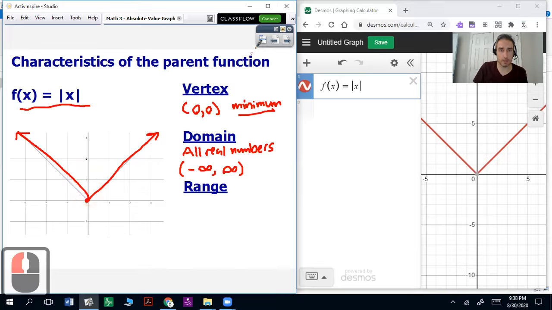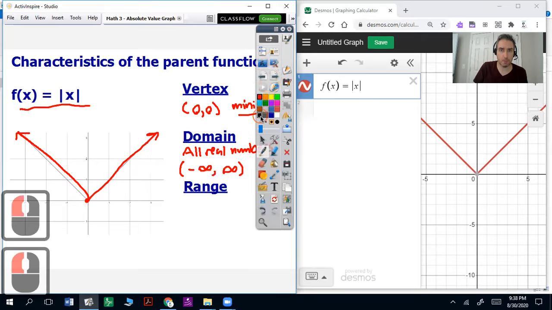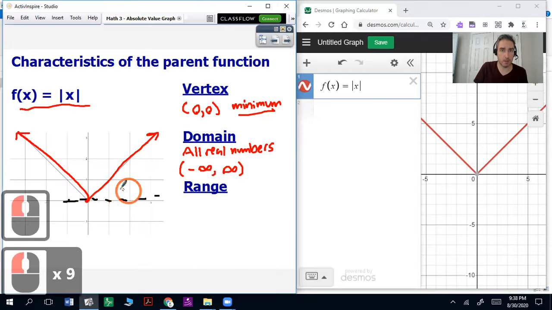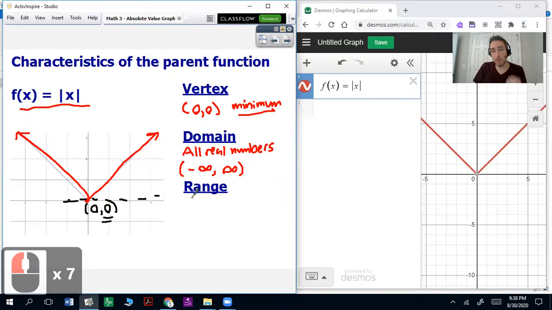So the y values in this problem, well, the lowest y value happens to be right here at that minimum. And of course, that point is 0, 0. So the range is going to be all real numbers greater than or equal to 0. So you can say it a couple ways. You can say y is greater than or equal to 0.